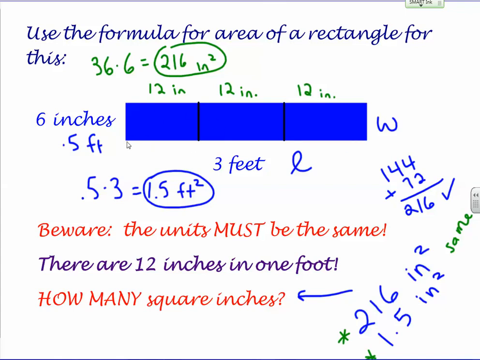square feet it is. So it was 3 feet long, and 6 inches is a half of a foot because it takes 12 inches to make 1, and 6 is half of 12. So you did 0.5 times 3, and you got 1.5 square feet.